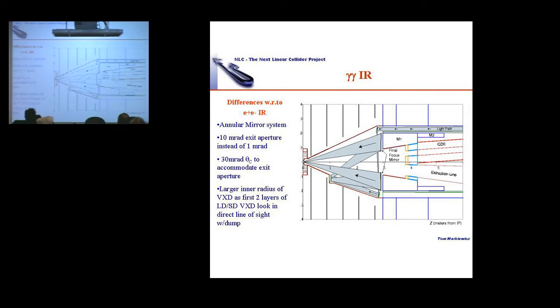I have 3 more slides. One is just about the gamma-gamma IR, to say, what are the differences here? You have an IR which is very similar, with a mirror system to produce the focused laser beams. There is no extraction line. The divergence of the disrupted beam here is sufficiently big that nothing can be in the way over here. And so that's the reason why the crossing angle has been increased to accommodate that, and it means that the parts of the vertex detector which look down that line at your dump area over here are seeing a lot of neutrons, and have a problem.